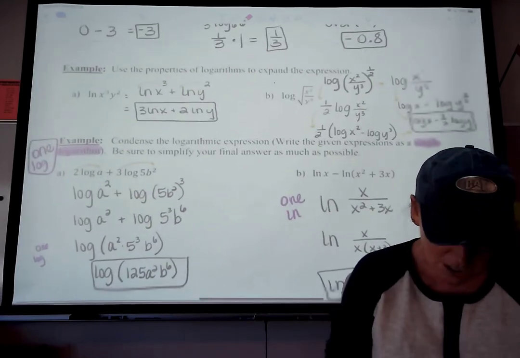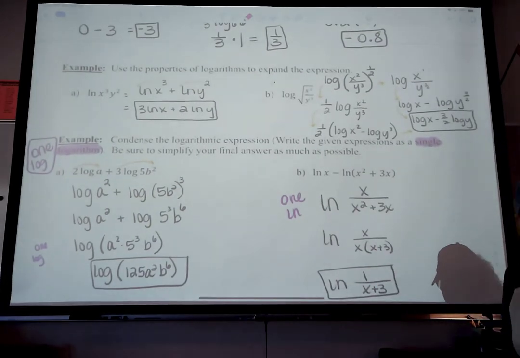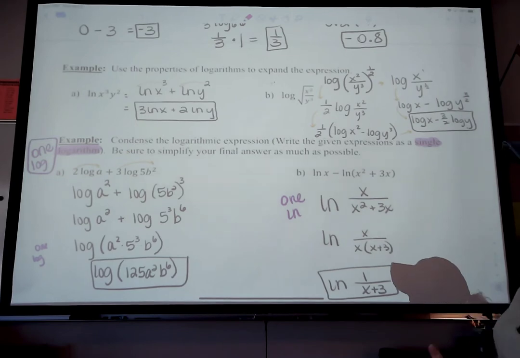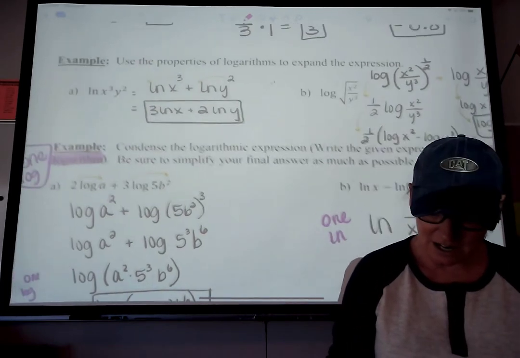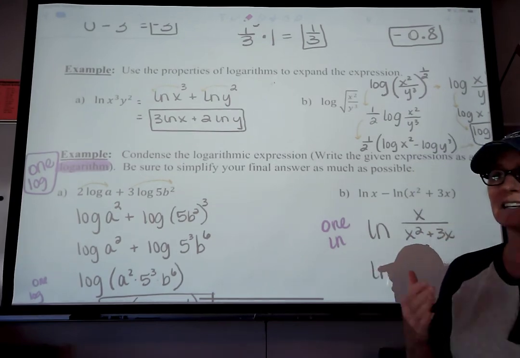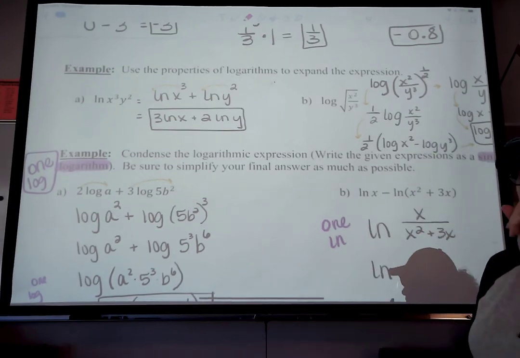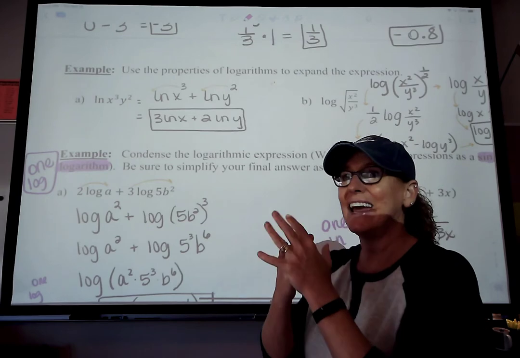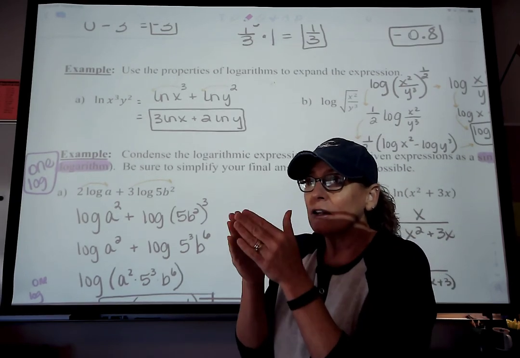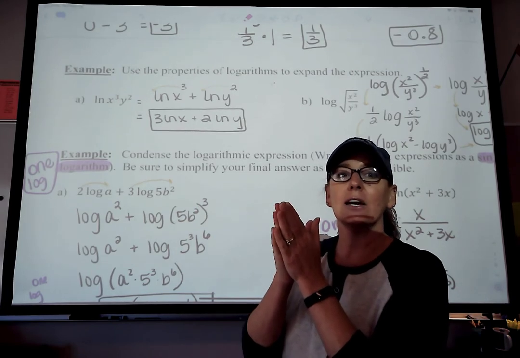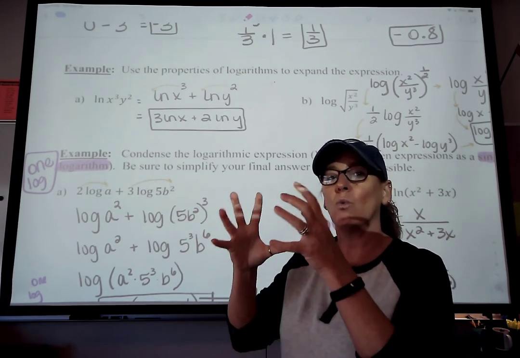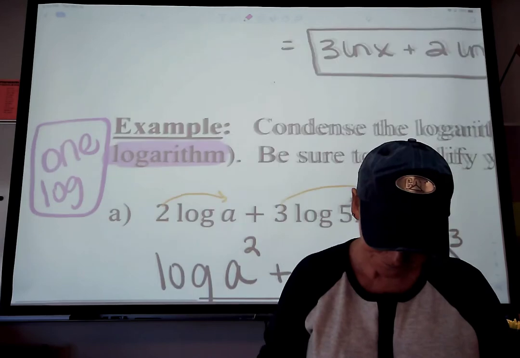All right. We're getting close to the end. We're supposed to condense to a single logarithm. So I've got this highlighted. We're supposed to write it as a single logarithm. That means one log. That means at the end, I can only write log once. Or I can only write ln once. One logarithm. Here we go.